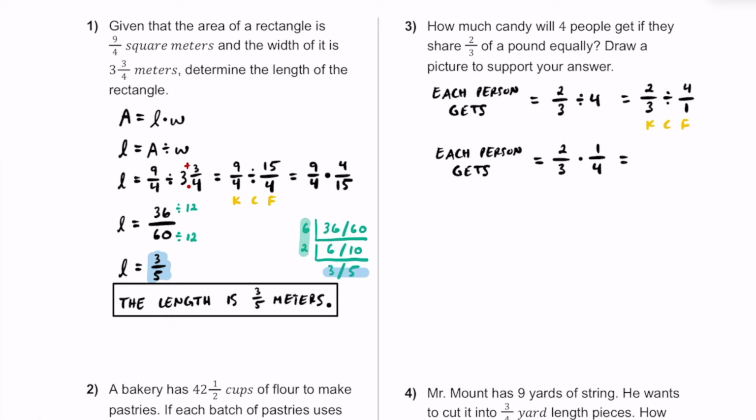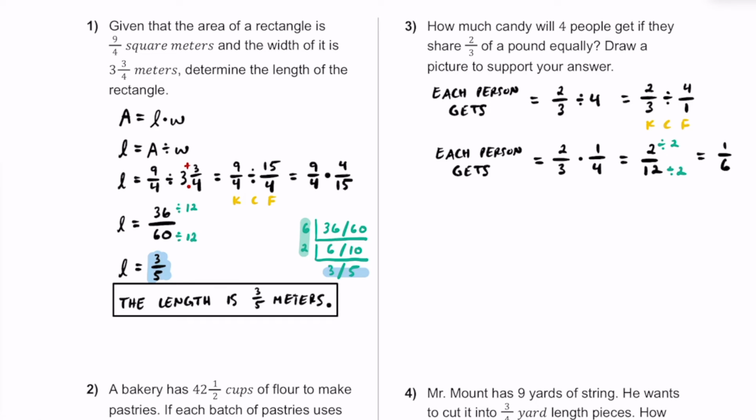And let's see, 2 times 1 on top is going to be 2, and 3 times 4 is going to be 12. I'm not going to go ahead and use the ladder method for the GCF because I think these are just both even numbers. So I'm just going to go ahead and simplify, dividing them both by their GCF of 2. So we're looking at 1/6 of a pound per person here.